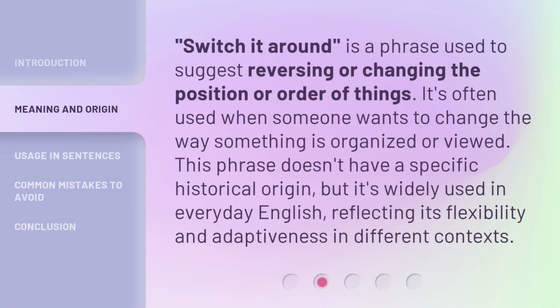Switch it around is a phrase used to suggest reversing or changing the position or order of things. It's often used when someone wants to change the way something is organized or viewed. This phrase doesn't have a specific historical origin, but it's widely used in everyday English, reflecting its flexibility and adaptiveness in different contexts.